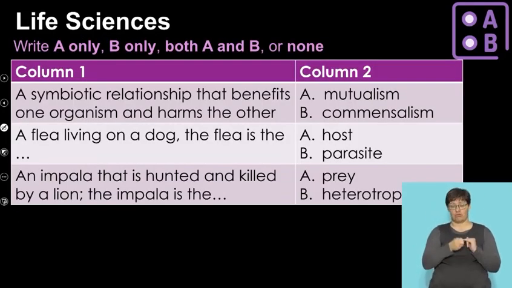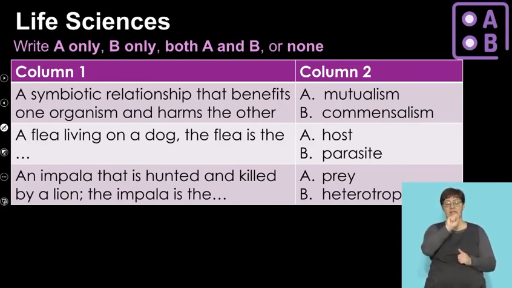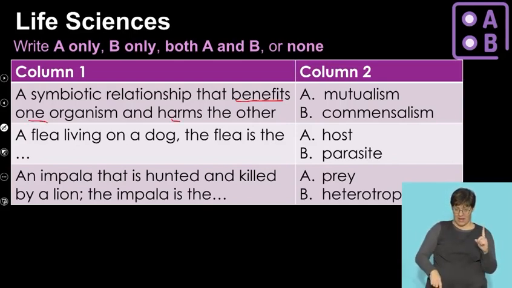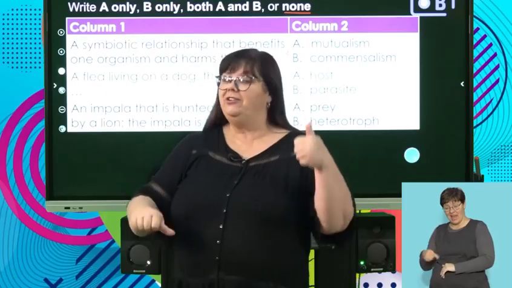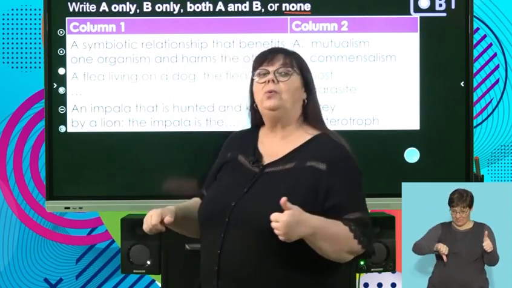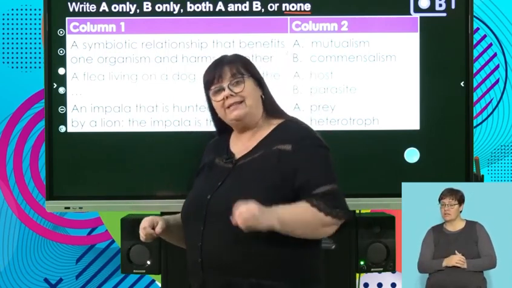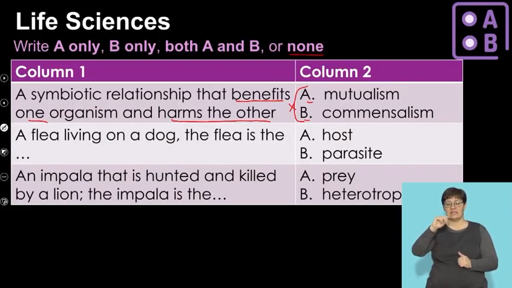You make sure that you write the correct option down as you have been told in the instructions. So let's try these. A symbiotic relationship that benefits one organism and harms the other. Is it mutualism? Is it commensalism? Is it both mutualism and commensalism? Or is it neither or none? Well, if we've got the idea of benefiting one and harming the other, you remember the thumbs up, thumbs down? We're looking at something called parasitism. And so here, our answer is going to be none.